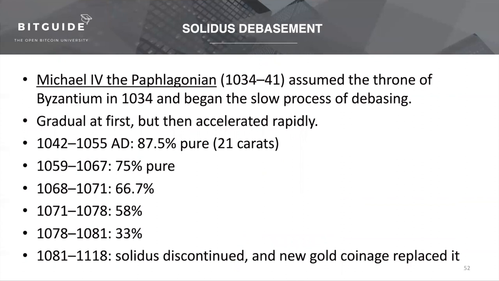The solidus resisted debasement for a long time, but ultimately emperors figured it out, particularly when Michael IV the Paphlagonian assumed the throne in the year 1034 and began the slow process of debasing. Debasing was gradual at first, but then accelerated rapidly. By the year 1042, purity was down to 87%, then 75%, then 66%, 58%, 33%. And somewhere in the late 11th century and early 12th century, the solidus got discontinued and new coinage replaced it.